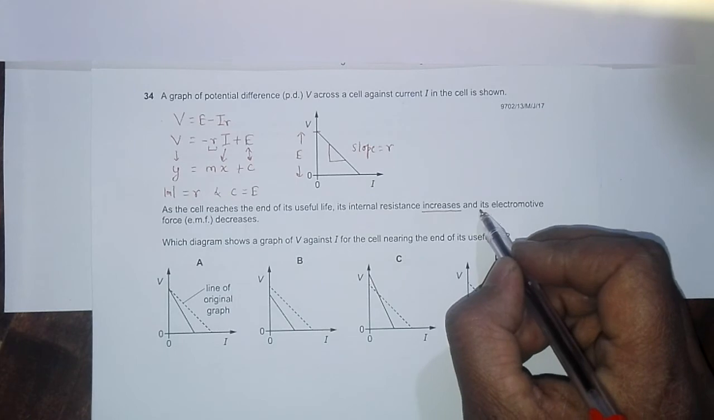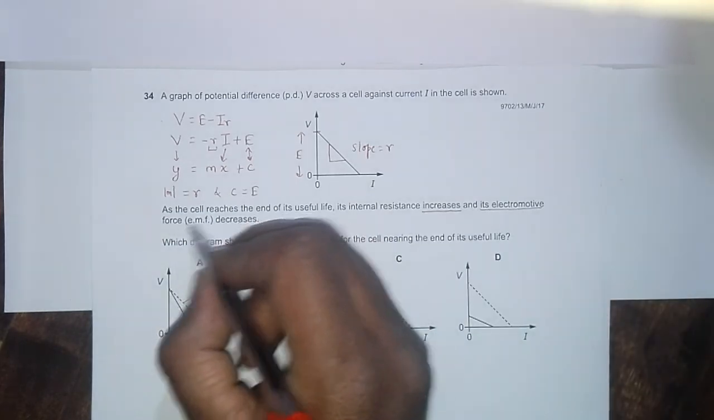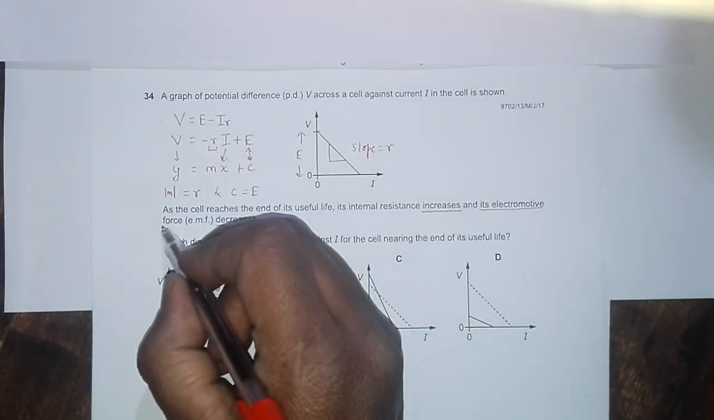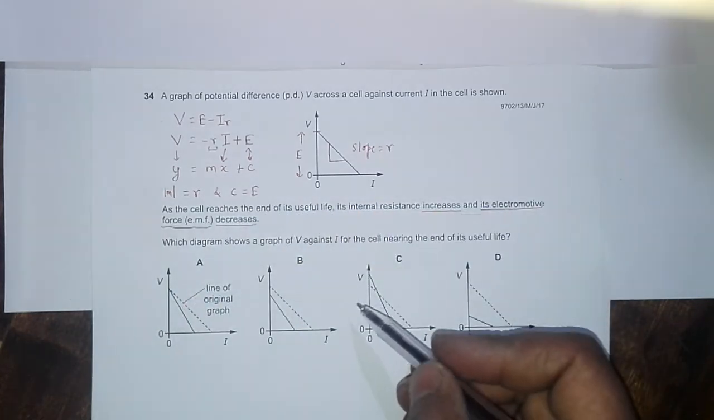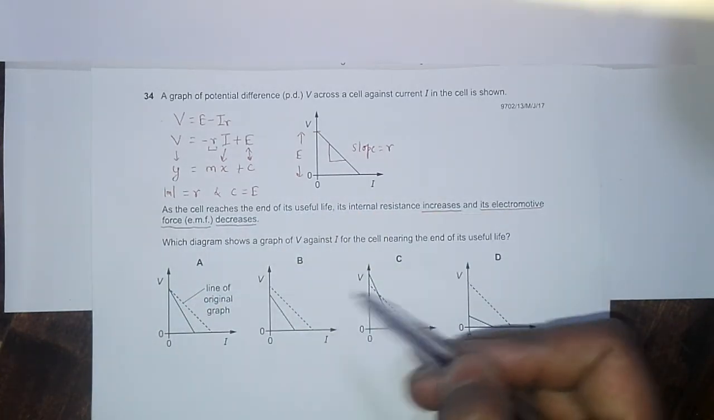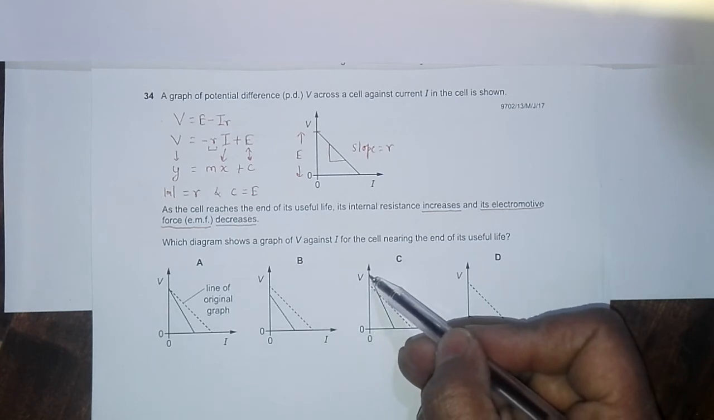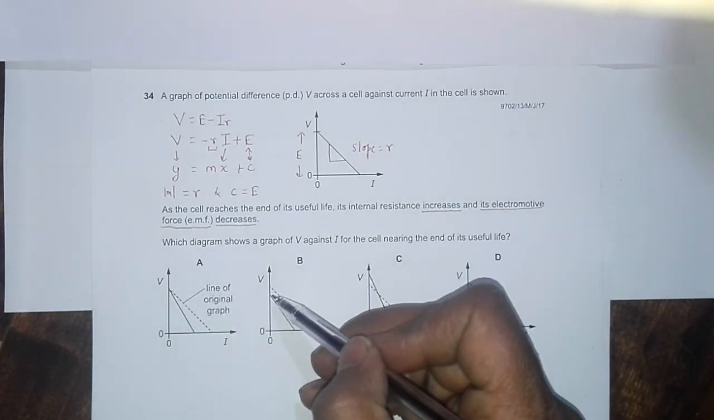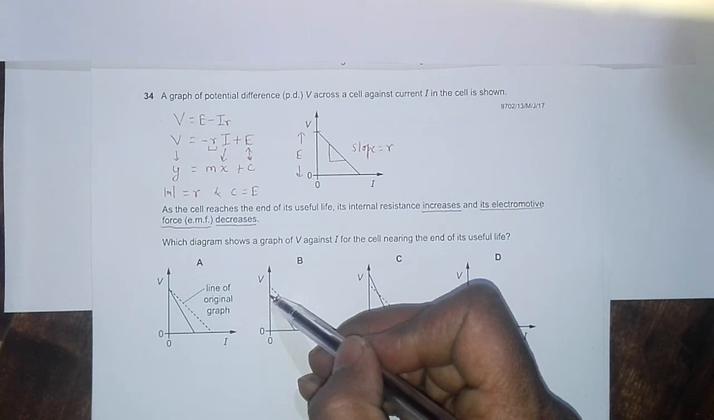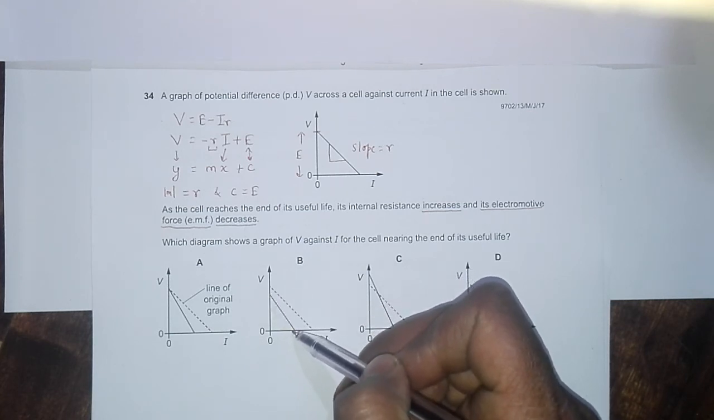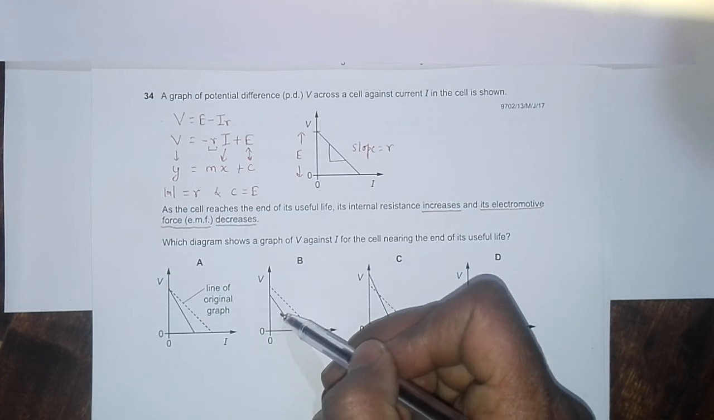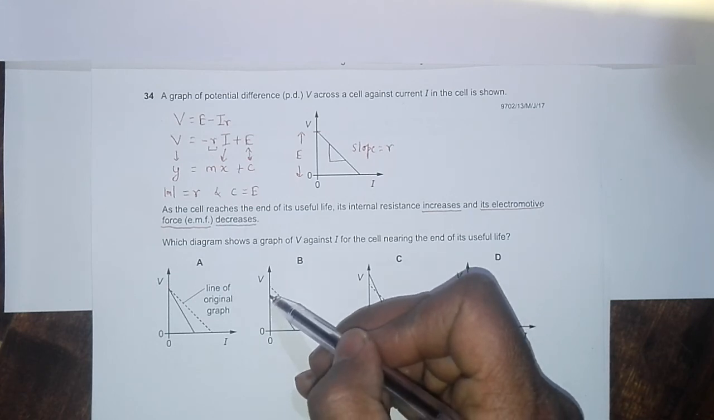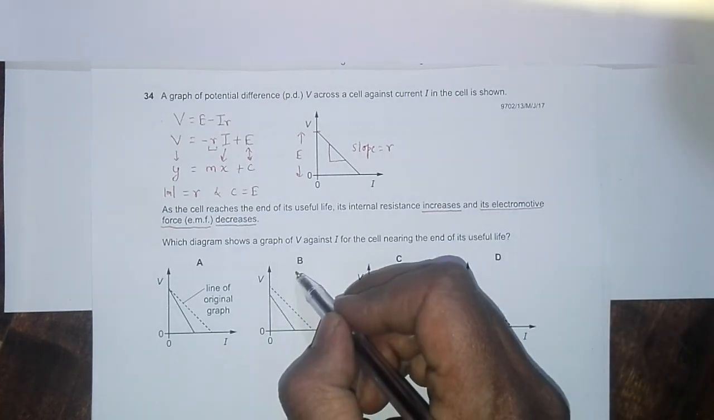And it says that the electromotive force decreases. That means the value of E should be less than what was previous. So here, the value of E is high. If we go here, the value of EMF is the same as the previous, but here the value of EMF has decreased. So we have increased slope, which means the internal resistance increases, and we have the decrease of EMF. So that's why choice number B is the correct one.